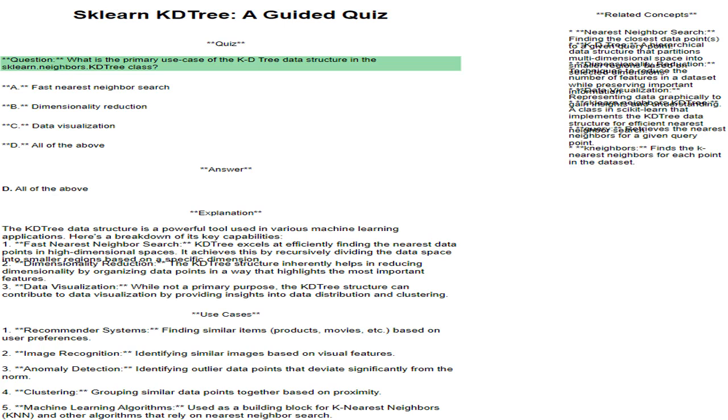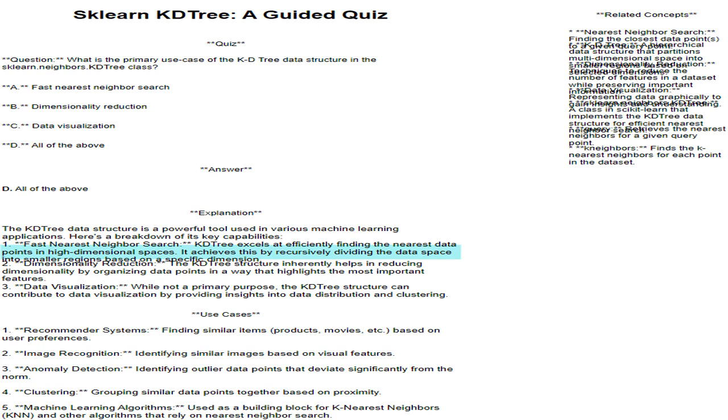Correct. The KD tree is inherently designed for efficiently finding the closest data points. It recursively partitions the data space into smaller regions based on a specific dimension, enabling rapid search for nearest neighbors in high-dimensional datasets. 1. Fast nearest neighbor search. KD tree excels at efficiently finding the nearest data points in high-dimensional spaces. It achieves this by recursively dividing the data space into smaller regions based on a specific dimension.